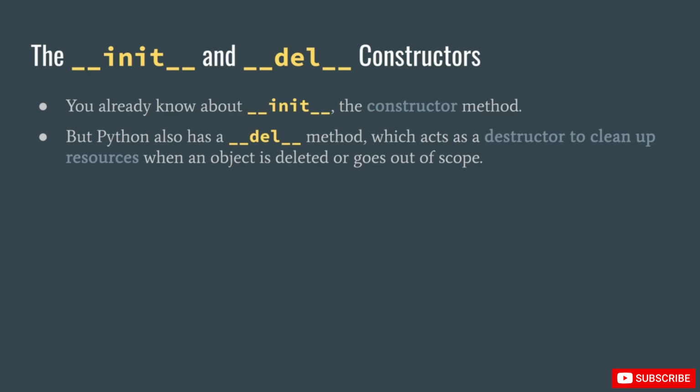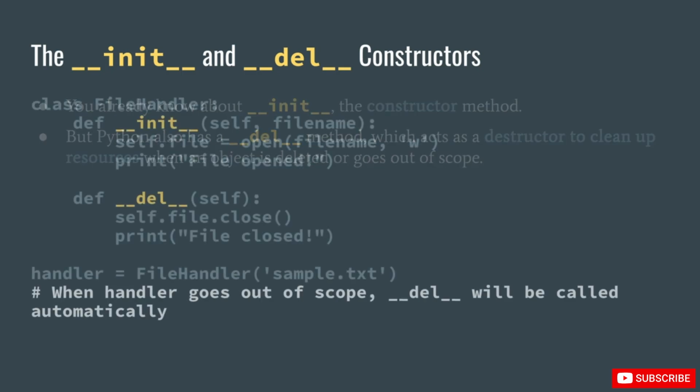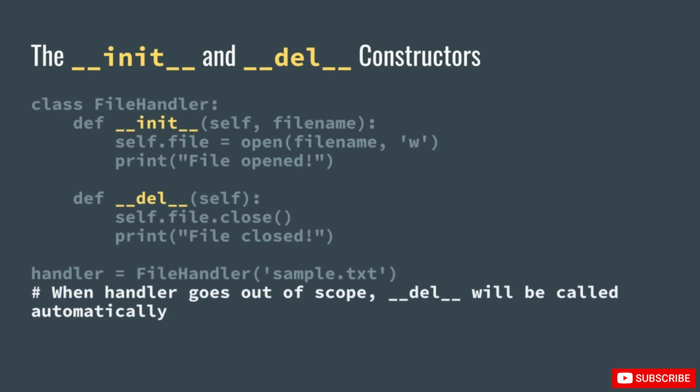Now let's talk about the init and del constructors in Python. We already saw the init method, which serves as the constructor for initializing new objects. But Python also provides a del method, which acts as a destructor. The del method is called when an object is about to be destroyed, allowing you to clean up resources or perform any necessary finalization before the object is deleted or goes out of scope.